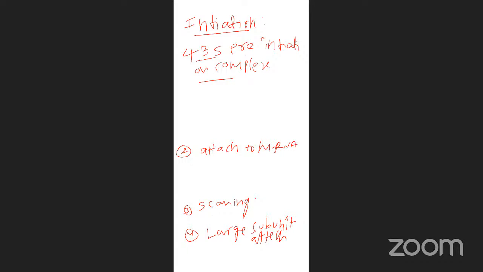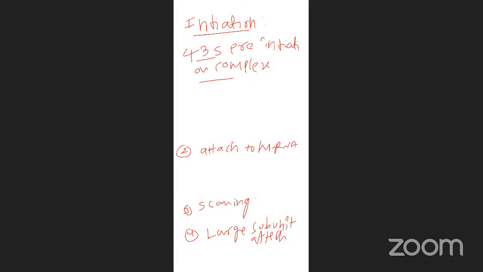Before that, first the 40S subunit. Initially, what type of ribosome exists in the eukaryotic cytoplasm? The 80S ribosome. In the initial stage, this 80S ribosome should be dissociated, separated. Then only the 40S and 60S are separated and attach to the mRNA strand. Isn't it? Yes, sir.